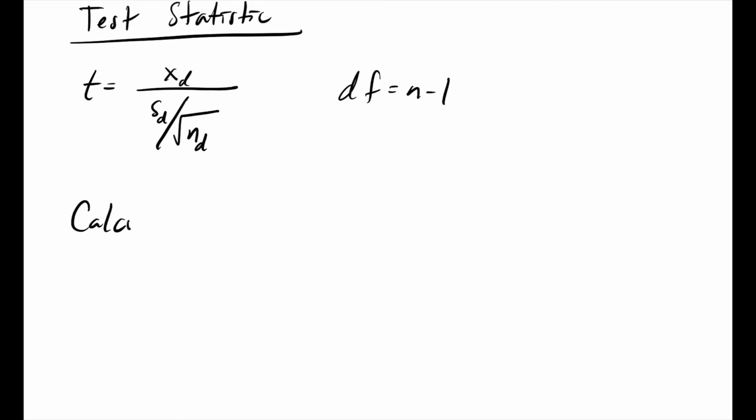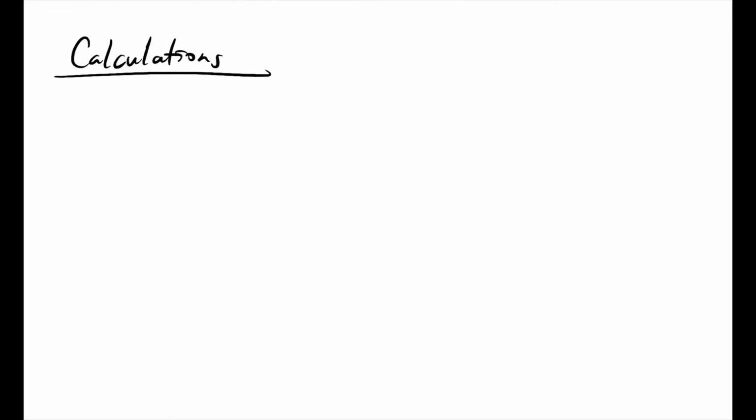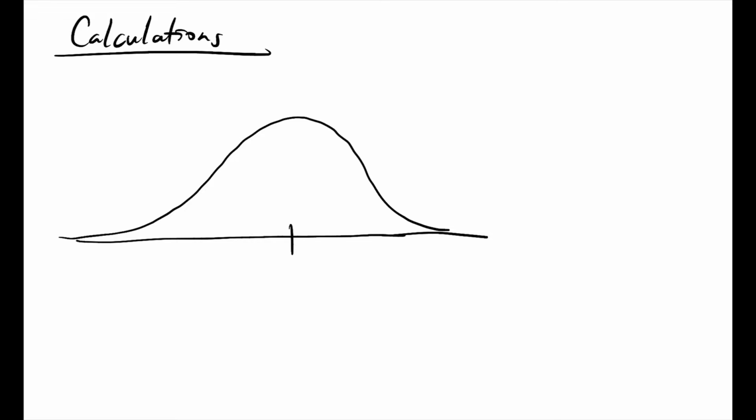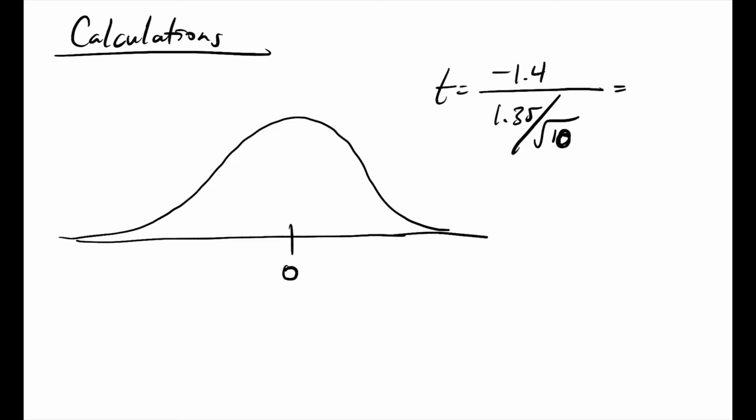Okay, so calculations. We have t equals... since it's a test, we always have to draw a picture. What number is going to go in the middle? 0. T equals, what was our average? Negative 1.4. That was our average difference. And the standard deviation was 1.35. And then the square root of 10, right? Is it squared? That's not squared, that's for 2 sample.